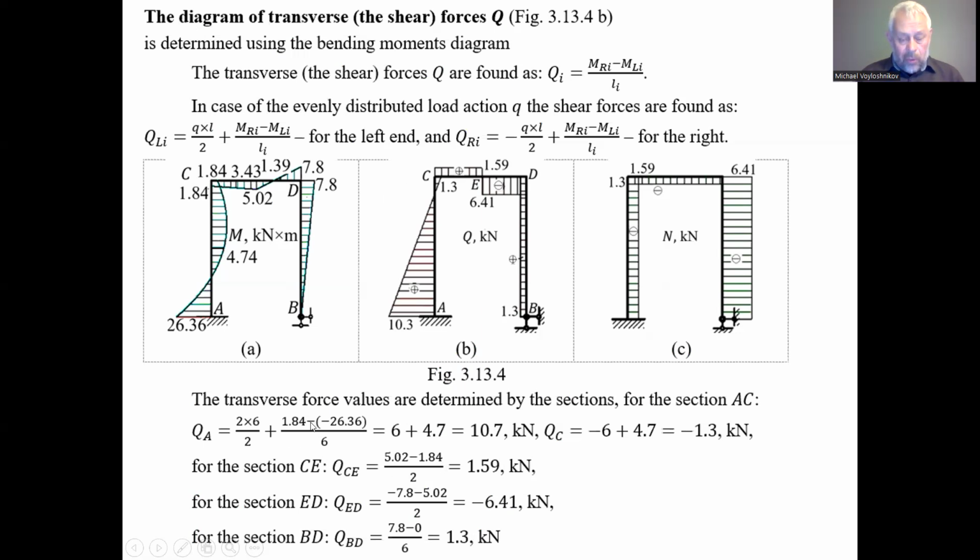So after substituting all of that, we can find it using the mutual integral-derivative relations of the diagrams of the shearing force and bending moments. We can find that the shearing force here is 10.7.